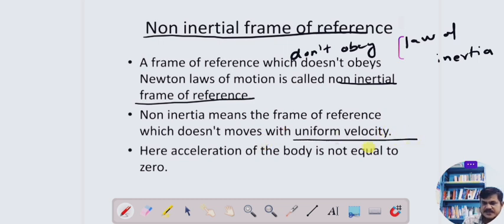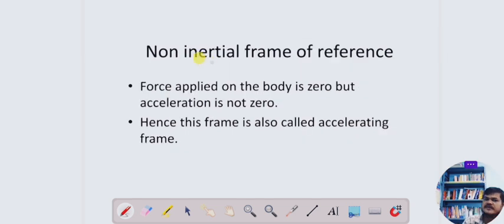The frame of reference goes on accelerating. Here the acceleration of the body is not equal to 0. Not very important, but we must note it down. In a non-inertial frame of reference, the force applied on the body is 0, but the acceleration is not 0. Clear? This is very confusing. You know, the force applied on the body is 0, but the acceleration is not 0.